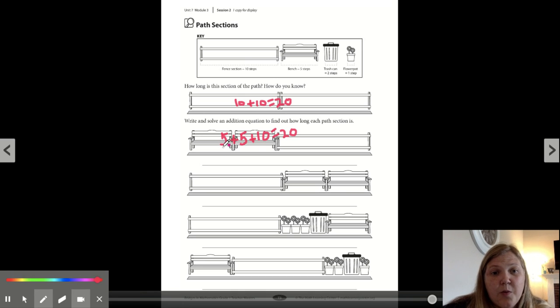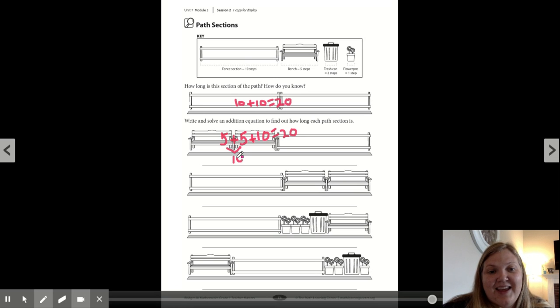So maybe you were thinking 5 plus 5 plus 10, and you're maybe thinking that's 20 steps long because you were thinking, oh, I know 5 and 5 together makes 10. And 10 plus 10 is 20, just like we figured out up here. And look, the paths appear to be the same length.